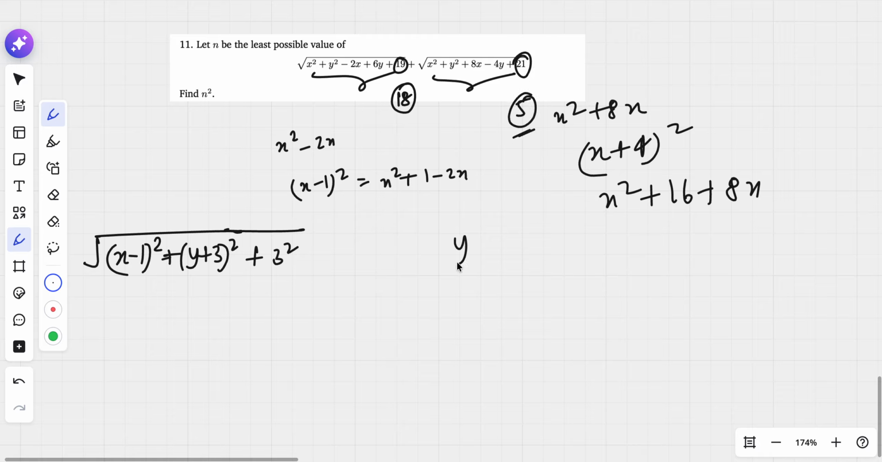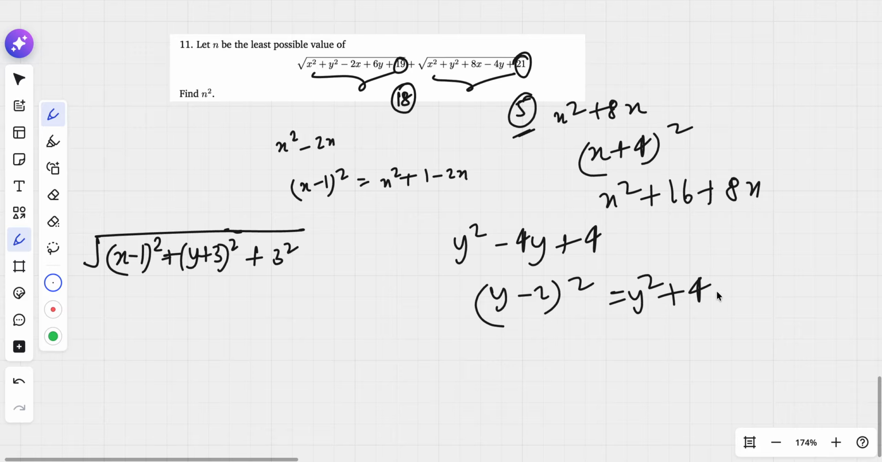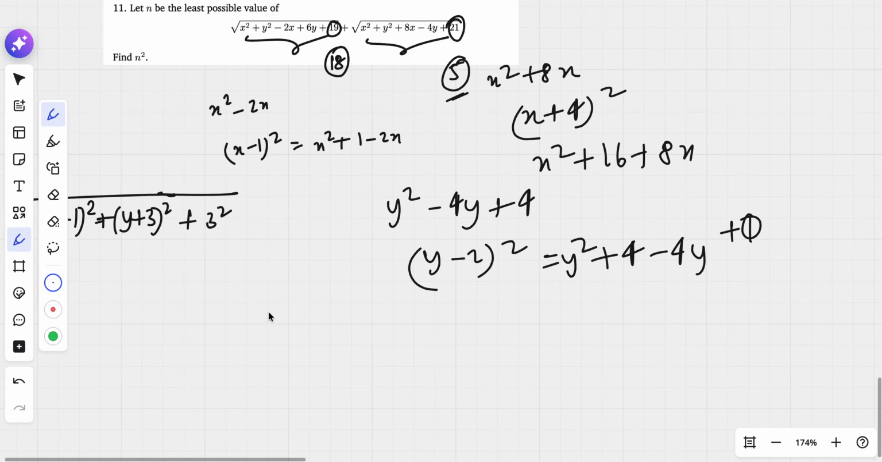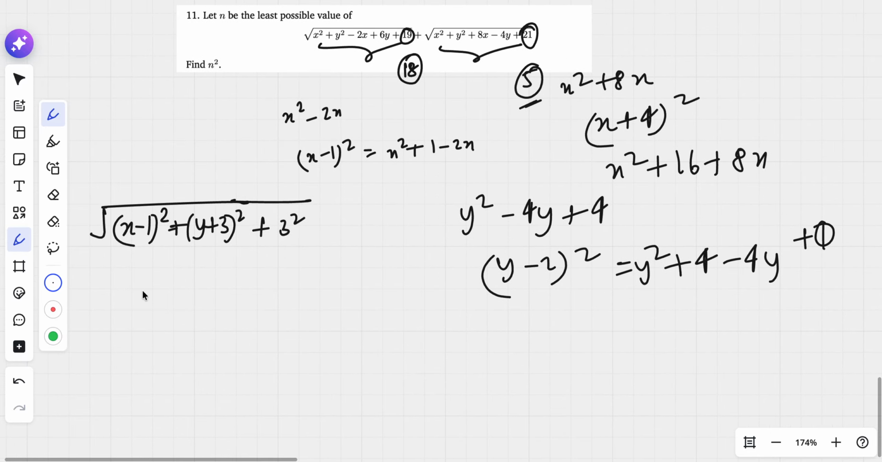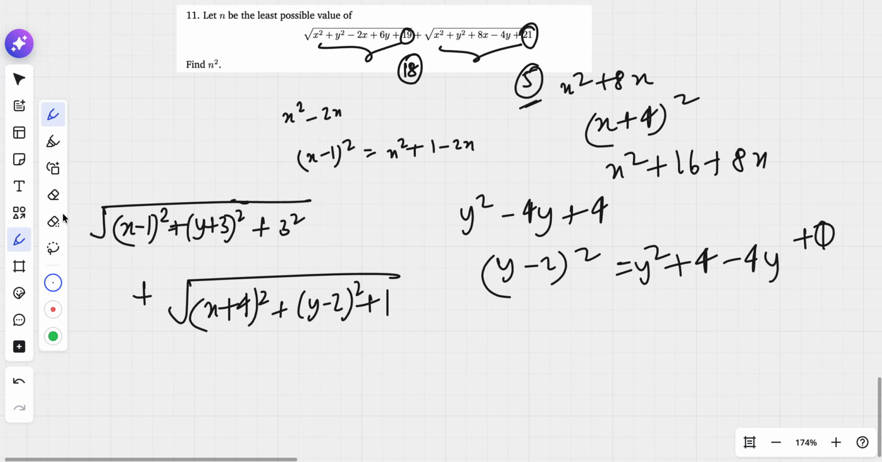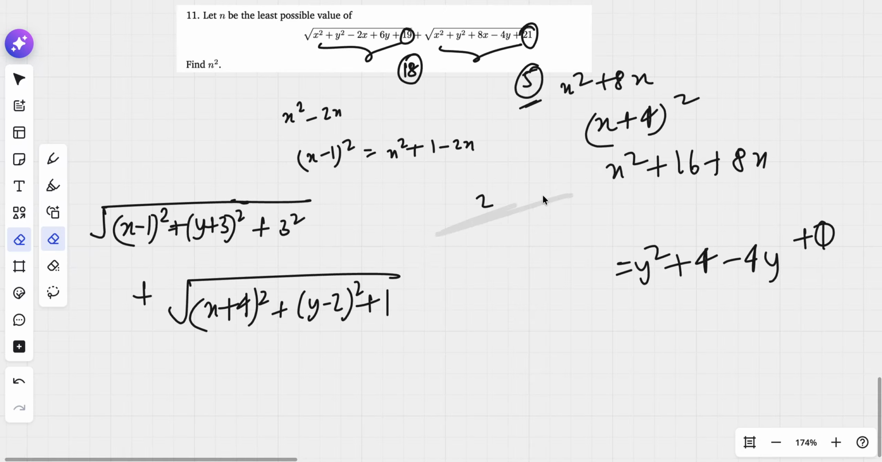Okay, and now we have y square minus 4y. So we can take 4, right? So it becomes y minus 2 whole square. So that's y square plus 4 minus 4y. Perfect. And we'll be left with what? 1? Yes. Okay. So my second root becomes x plus 4 square plus y minus 2 square plus 1. Okay, now let me remove this mess.